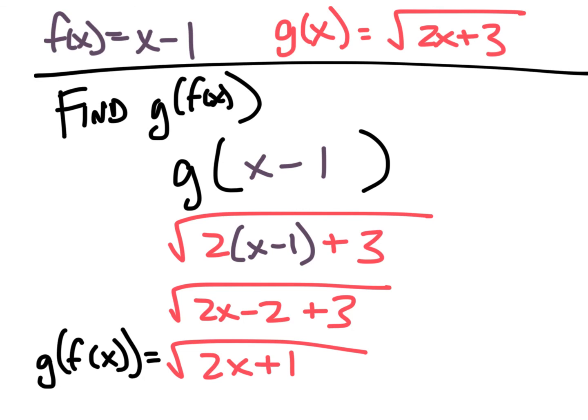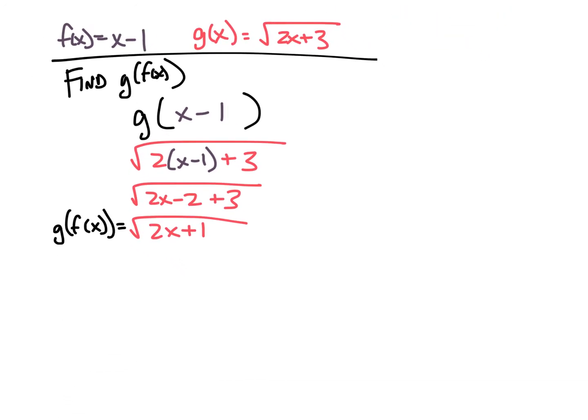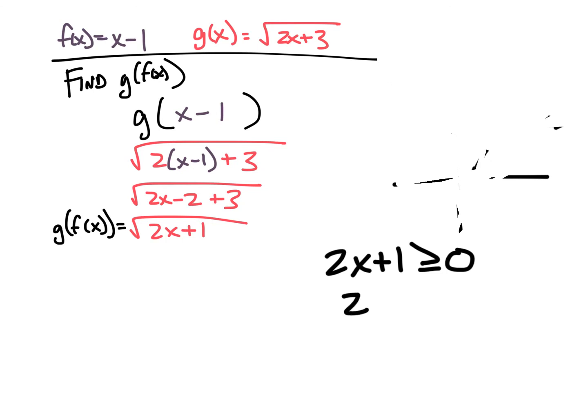All right, so hopefully you got down to g of f of x is equal to the square root of 2x plus 1. Now we have to remember how square root functions work in order to find the domain. Remember that square root functions kind of look like this, right? You cannot take the square root of a negative. So if you can't take the square root of a negative, then this 2x plus 1 needs to be greater than or equal to 0. So now we just solve for x. 2x needs to be greater than or equal to negative 1. X needs to be greater than or equal to negative 1/2.